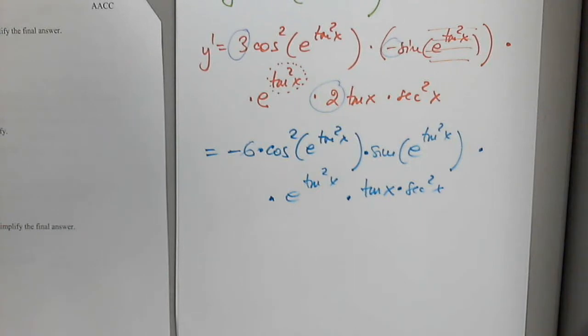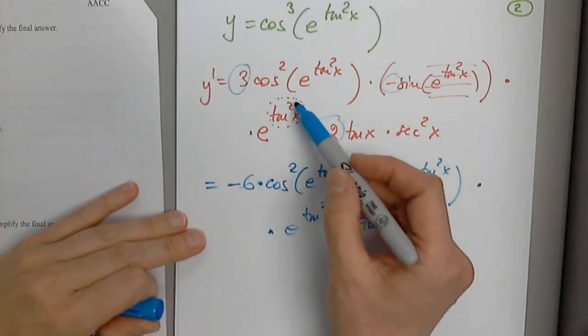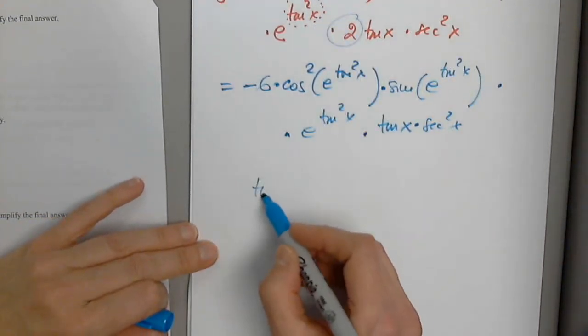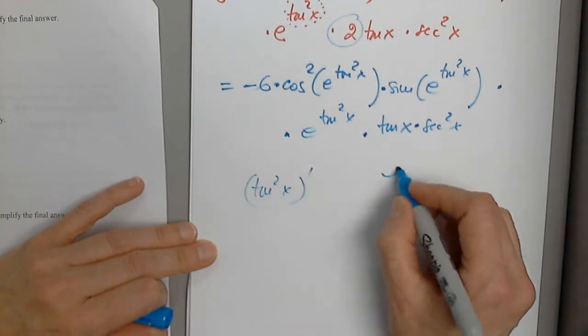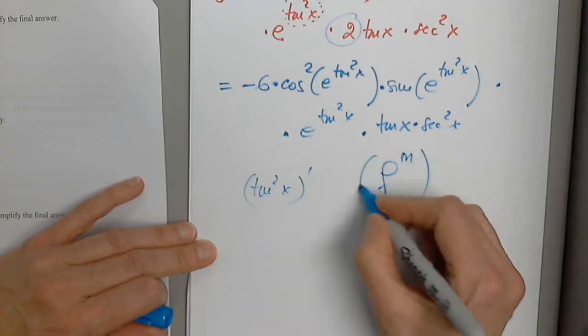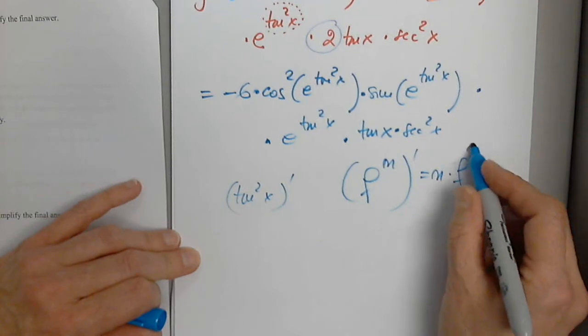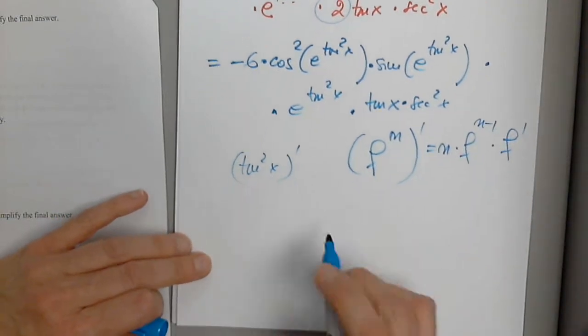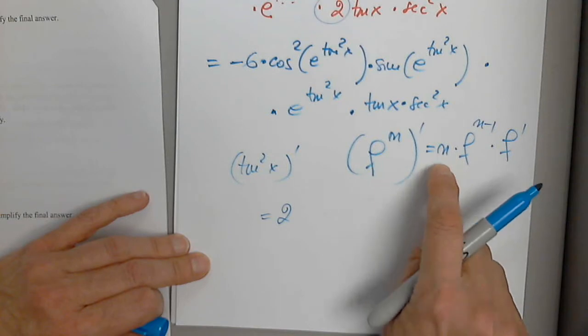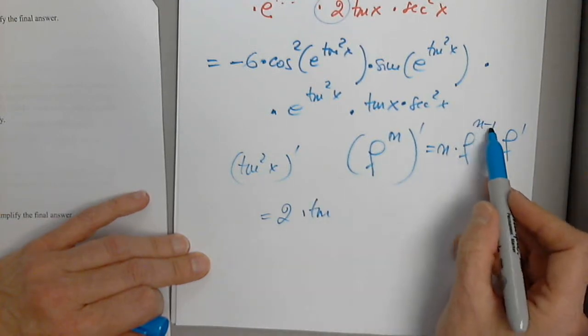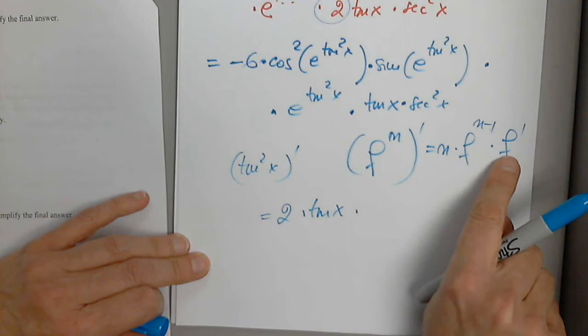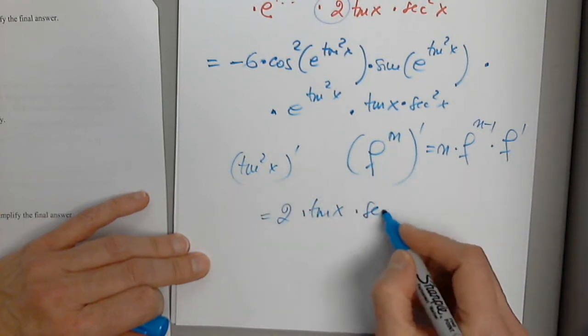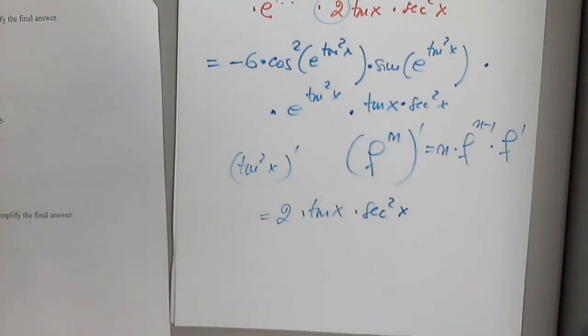Yes, please. Who was first? Okay. So how did you get the 2 tan x and the secant? Very good question. When I differentiate tangent squared prime, this is a function to the nth power prime, which is n times f to n minus 1 times f prime, which means 2 times tangent to 2 minus 1 times the inner function prime, which is tangent prime, which is secant squared. Is that clear?